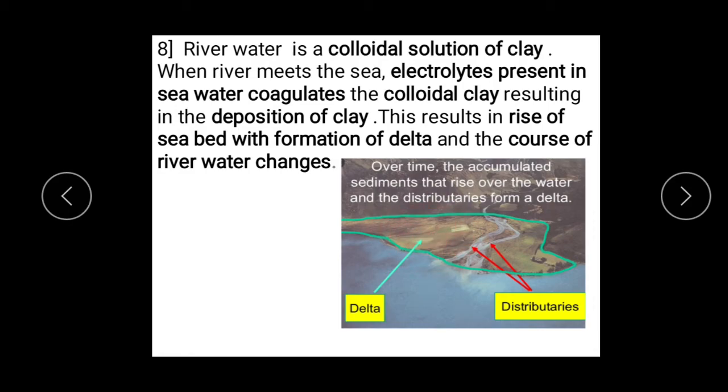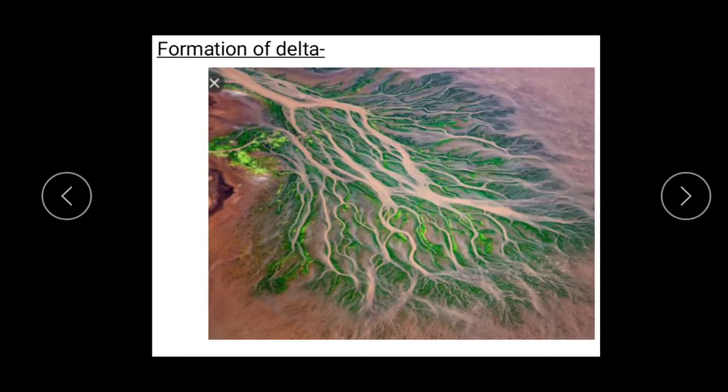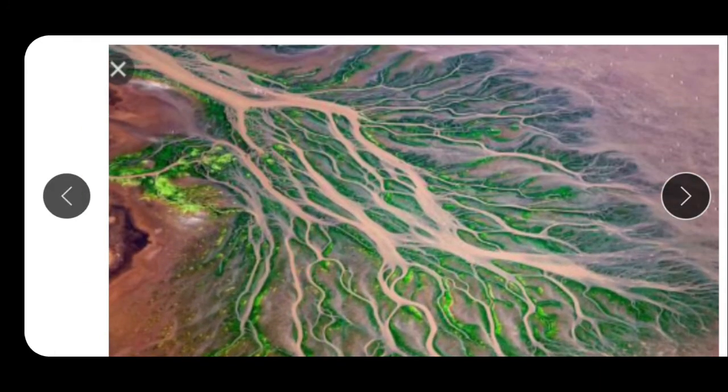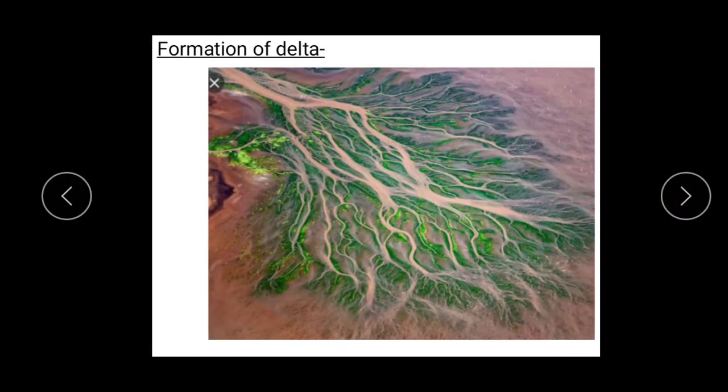As a result, the water adopts a different course. You can see the river water changes its course and a delta is formed. Delta is actually the heap formed which has shape similar to Greek letter delta. That is how it gets its name. Here also you can see the river water changing its course due to the formation of delta.